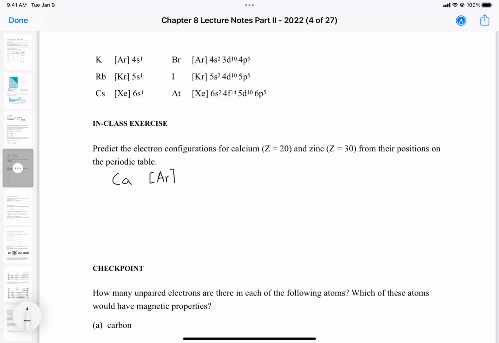And then for calcium, we saw that it's in the second column on the periodic table. So we could write 4s2 because it begins in the fourth row, 4s2. And then for zinc, we're going to have 10 more electrons than calcium. So zinc would have argon, 4s2.